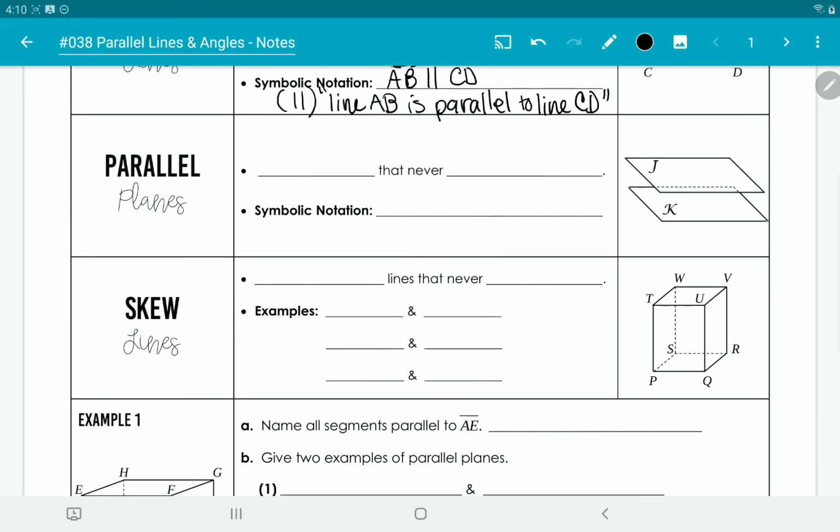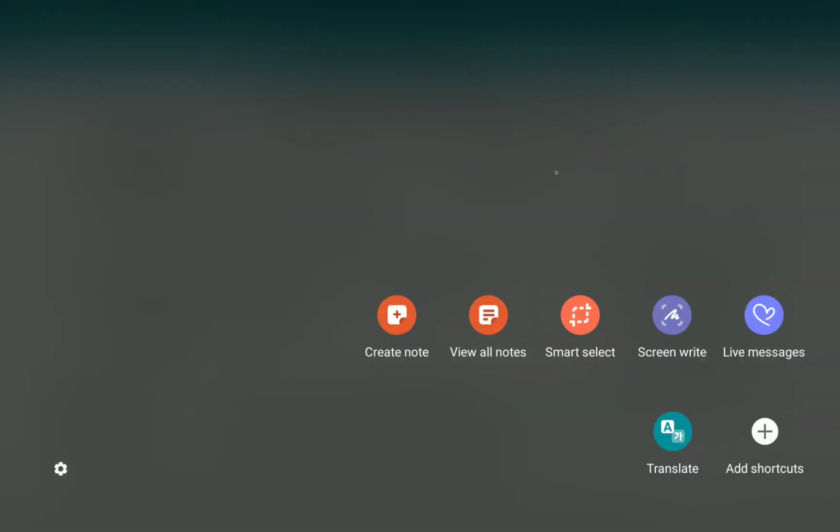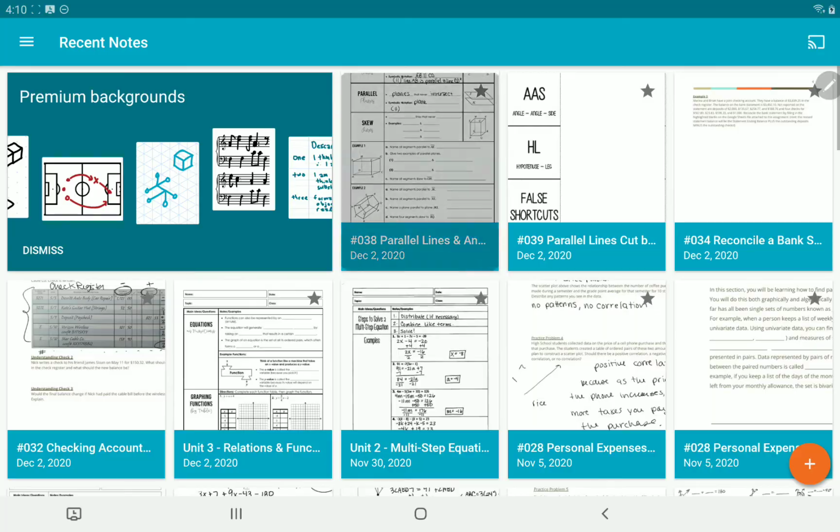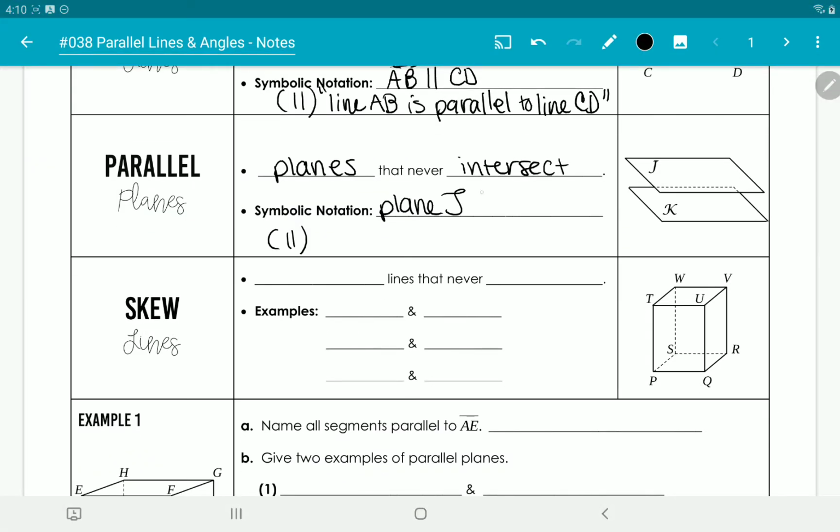Okay, so parallel planes are just going to be planes that never intersect one another. So again, a plane is like, if you took a cross section of something, that would be the plane. It's just a flat surface that goes on infinitely in any direction. And so again, we're just going to use these two up and down lines, and we would literally just write that this plane J is parallel to this plane K.